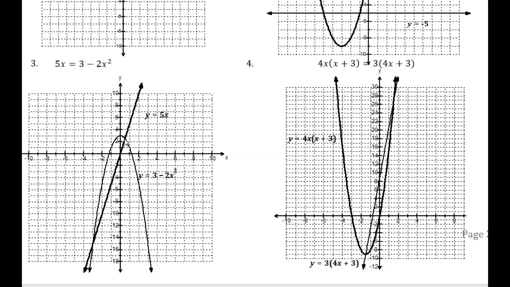So the x values here look like it would probably be a half, and then -3, but we'll verify that in a moment on the graphing calculator. So we'll look at several more examples.